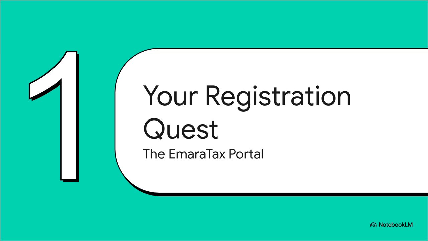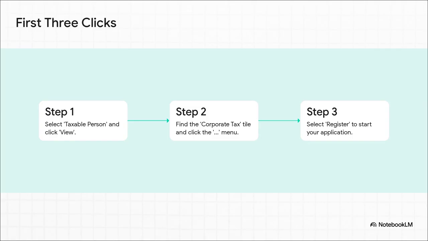Once you're all logged in, this is going to be your command center. It's the launchpad for this whole registration journey. And right off the bat, it's really just 3 simple clicks. First, you'll select Taxable Person. Then, find that Corporate Tax tile, click the little 3-dot menu on it, and hit Register. That's it. You're officially on your way.